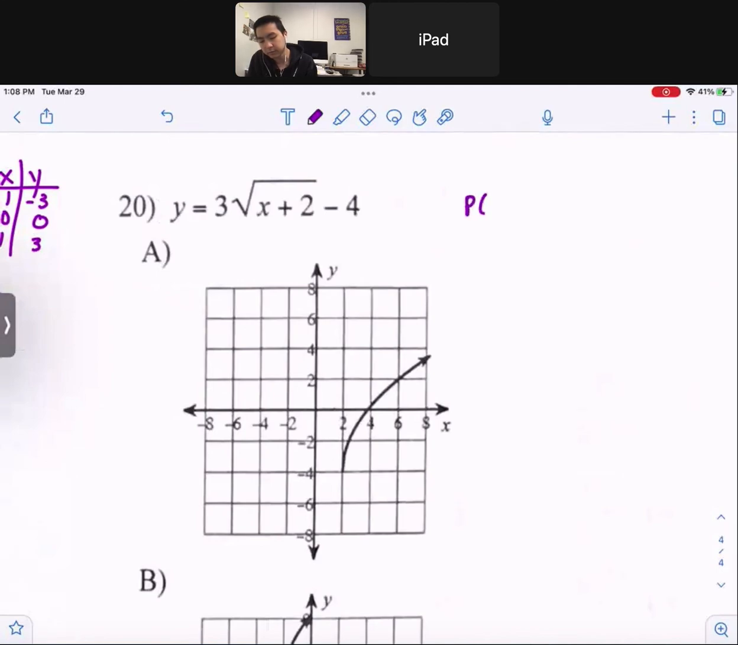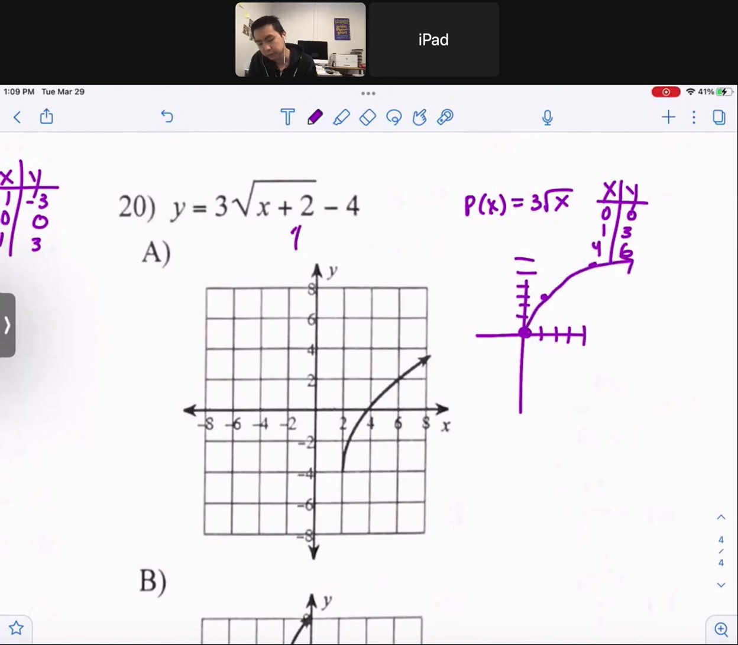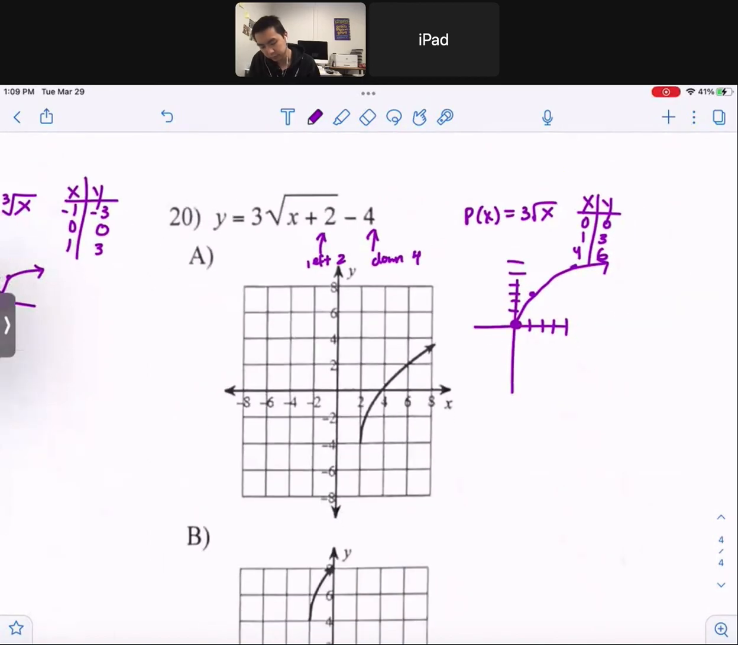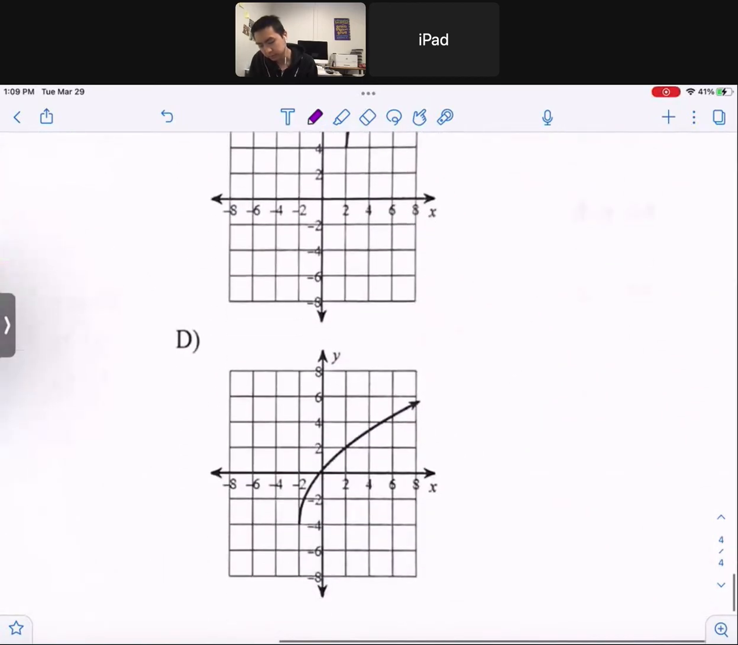20. So remember your parent function. It's 3 radical x, right? 0, 1, and 4. Plug in 0, 0, plug in 1. Square root of 1 times 3 is 3. Plug in 4. Square root of 4 is 2. 2 times 3 is 6. So your graph looks something like that. And when you move it left 2 and down 4, we'll move all these coordinates left 2 and down 4. And what you will notice is left 2 down 4 is D.